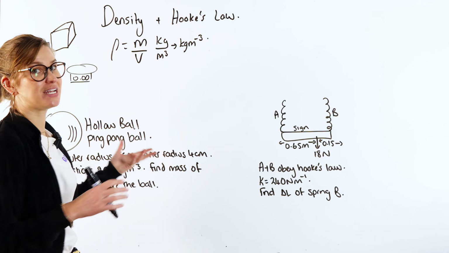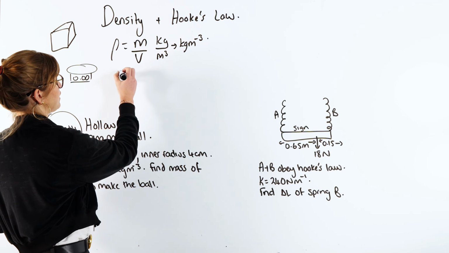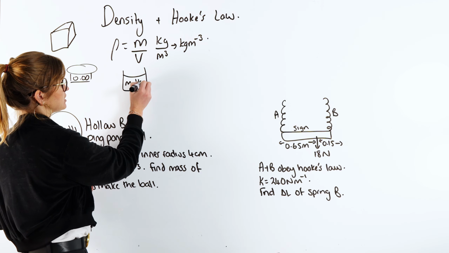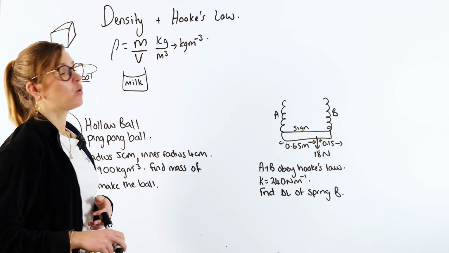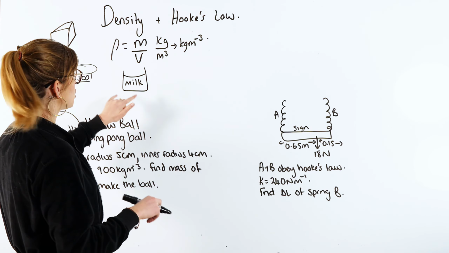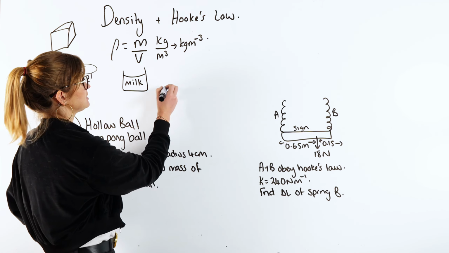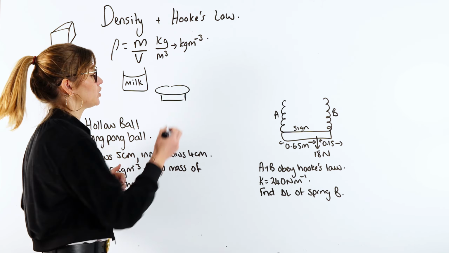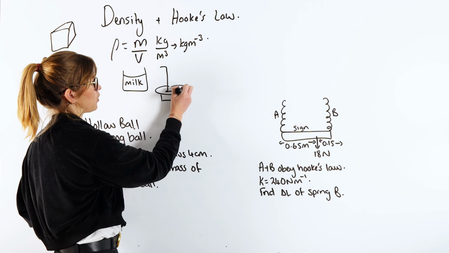But what if we have a liquid? Let's say I have a glass of milk, and I want to find out what the density of the milk is. What I need to do is find the mass of the milk and the volume of the milk. So I take my balance again, and I'm going to put a measuring cylinder on my balance.